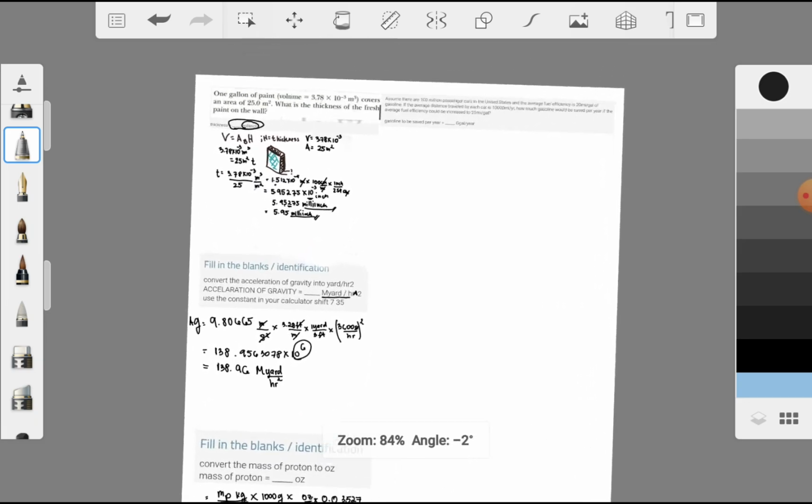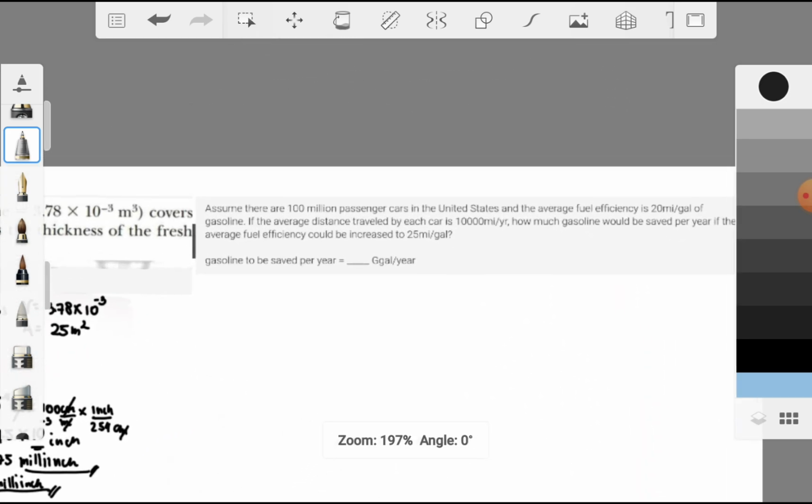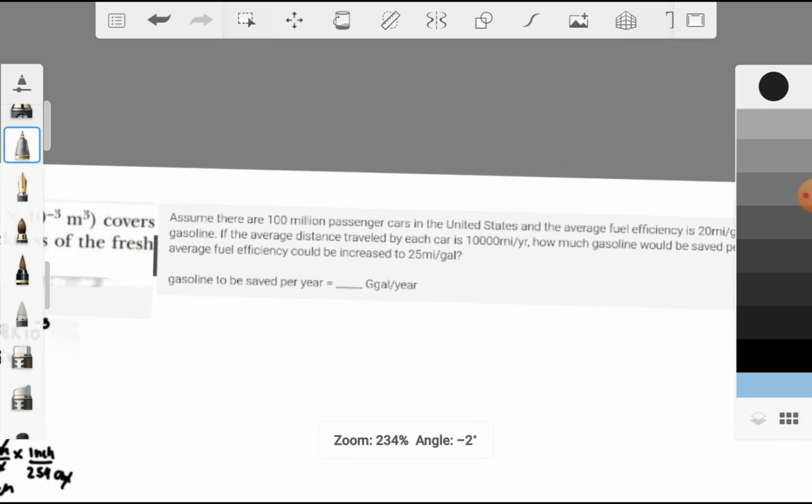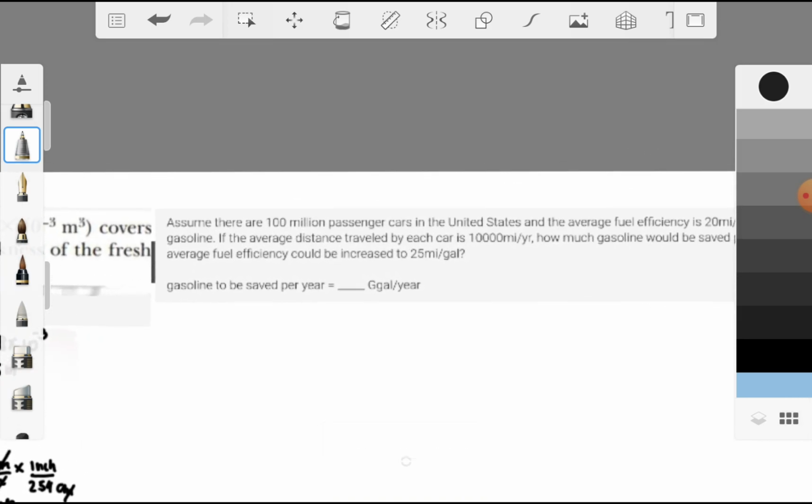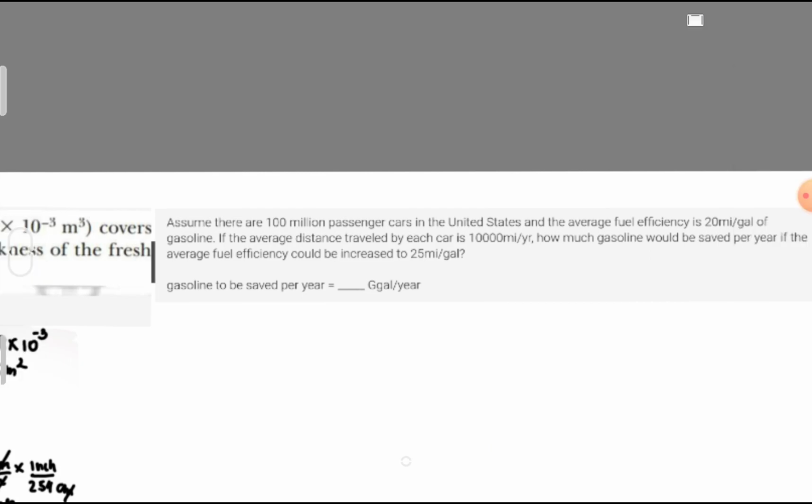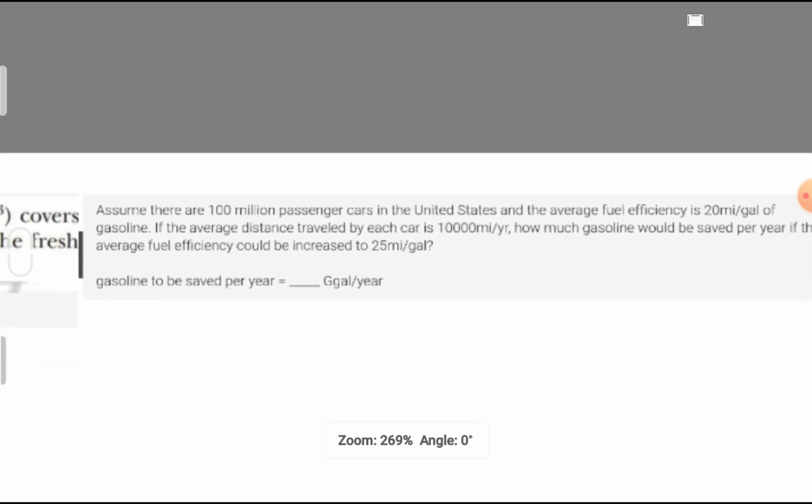Next problem. We have one more here. So, assume there are 100 million passenger cars in the United States, and it has an efficiency of 20 miles per gallon of gasoline. If the average distance by each car is 100 miles per year, how much gasoline would be saved per year if the average fuel efficiency could be increased to 25 miles per gallon? So, take note that you cannot subtract immediately your 25 miles per gallon from 20 miles per gallon.